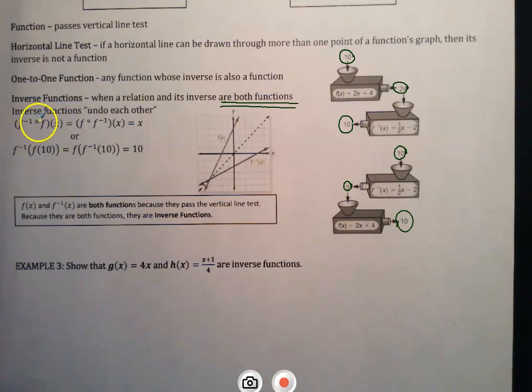So f of the inverse of f of x is still going to equal x. It's weird. But we also have this diagram that I just showed you of f of x and the inverse of x. They pass the vertical line test and the horizontal line test. They're both functions, so they are inverse functions. Because originally, at the top, that one was a function and the other was not. So they're inverses, but they're not inverse functions.